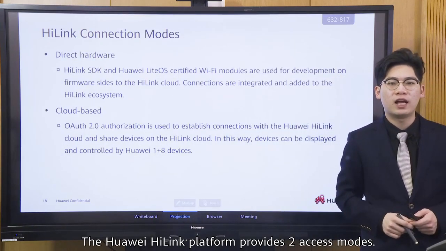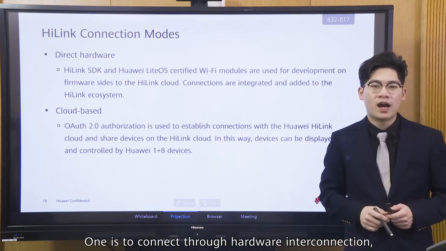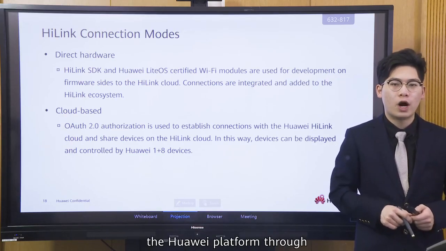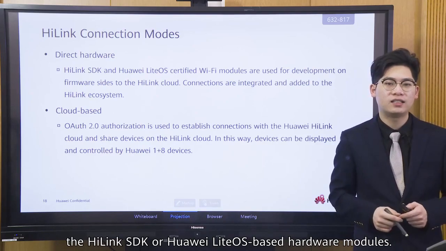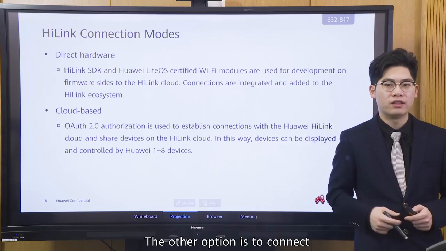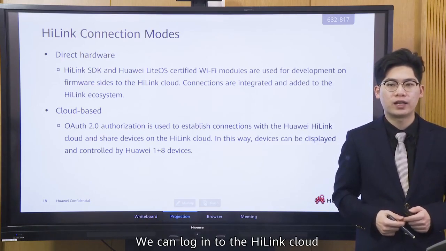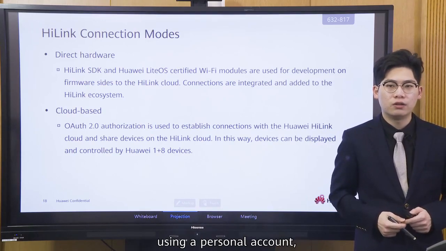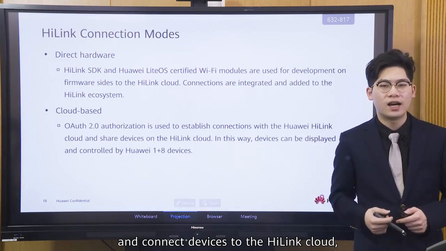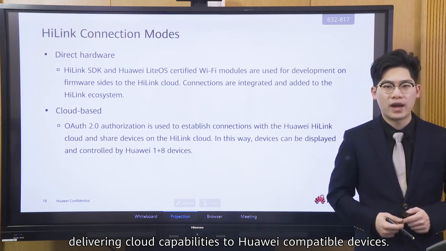The Huawei High-Link platform provides two access modes. One is to connect through hardware interconnection, so that devices can connect to the Huawei platform through the High-Link SDK or Huawei LiteOS-based hardware modules. The other option is to connect through cloud interconnection. We can log into the High-Link cloud using a personal account and connect the devices to the High-Link cloud, delivering cloud capabilities to Huawei compatible devices.